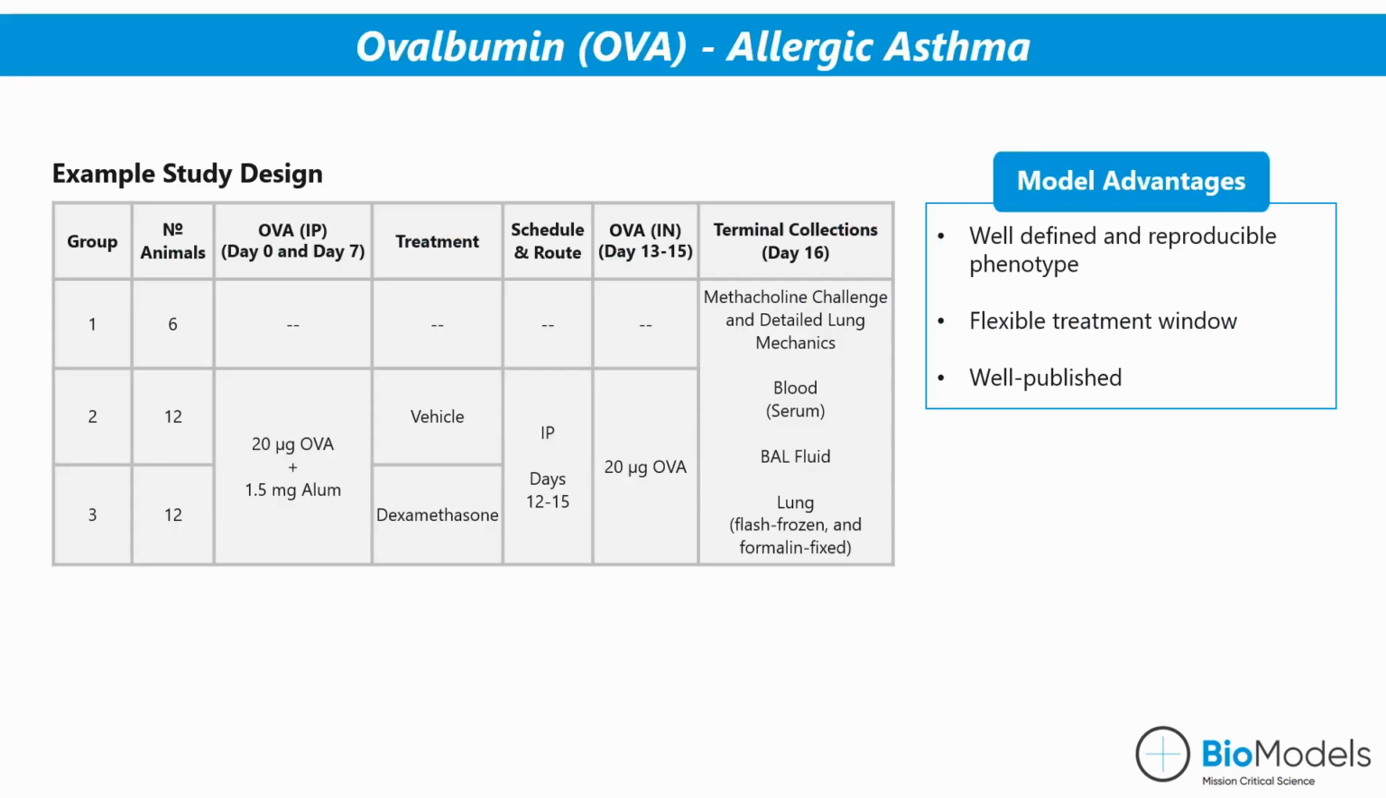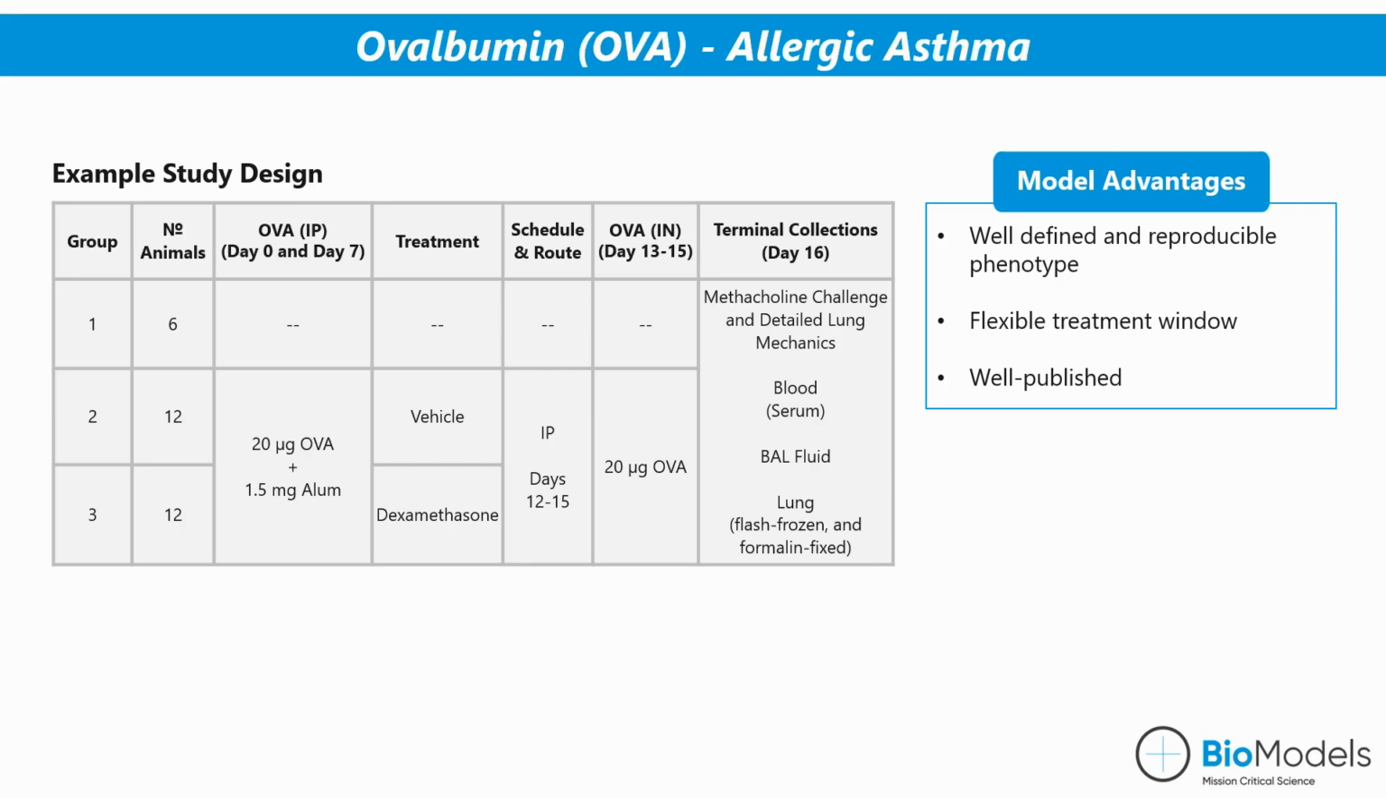Here's an example of a typical study design for the OVA-induced allergic asthma model, with the control groups that we typically run in the model, one being a small naive group, a diseased vehicle-treated group, as well as a diseased group treated with a reference compound. For disease induction, we'll administer ovalbumin with aluminum hydroxide by intraperitoneal injection on both day 0 and 7. We'll then challenge the animal with an intranasal delivery of ovalbumin on days 13, 14, and 15, and then look at endpoints on day 16.